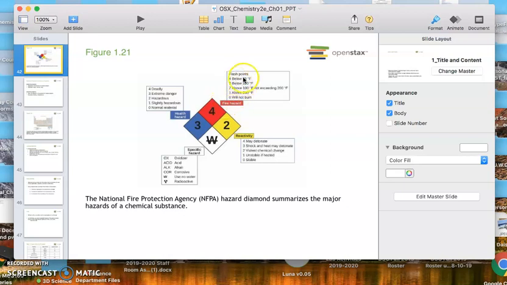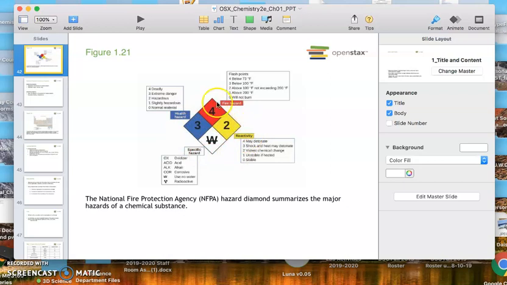Okay, the red represents a fire hazard. 4 means it has a flash point below 73 degrees Fahrenheit, which means you have to keep it very cool in a cool room. Reactivity is a 2, so it has a violent chemical change that occurs when it reacts. The color white specifies a specific hazard. The W that's crossed out means use no water.